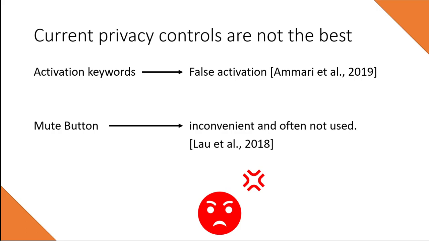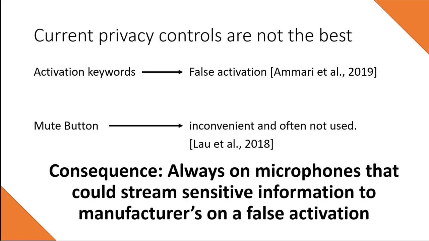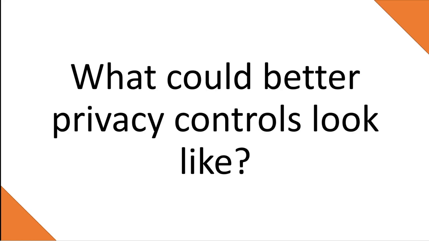As a result, many users opt to leave the microphones of their smart speakers in an unmuted state. These always-on microphones are thus always listening in. Coupled with the potential for false activation, this means that private conversations may get streamed to manufacturers' backend. So this had us thinking, what would better privacy controls look like? To solve the problems of existing controls, they would have to be easy to use, intuitive, and easily detect when they should be on and off, without too much effort on the part of the user. And the answer we came up with was interpersonal communication cues.